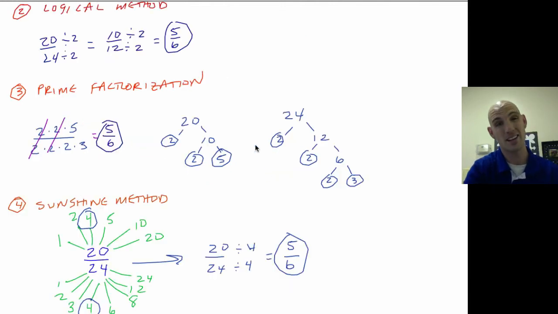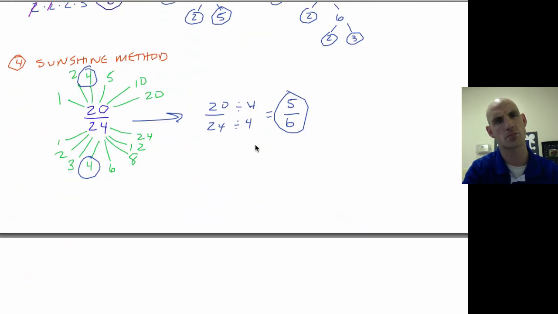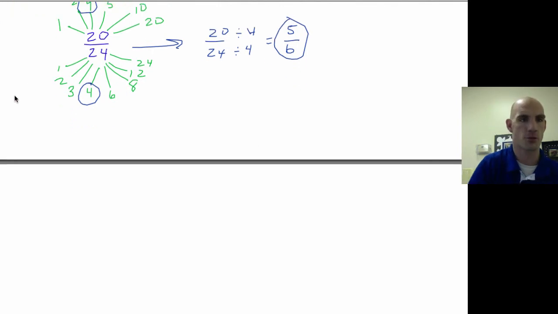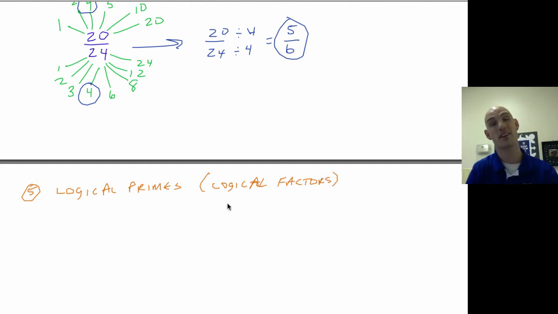Notice, kind of like the first method, and I found the greatest common factor in a different way. Works a lot better with smaller numbers. And my fifth way, fifth and final way, I'm going to call it the logical primes method, or logical factors. It's kind of like the prime factorization method. It's kind of like the logic method. You're going to see how it works.